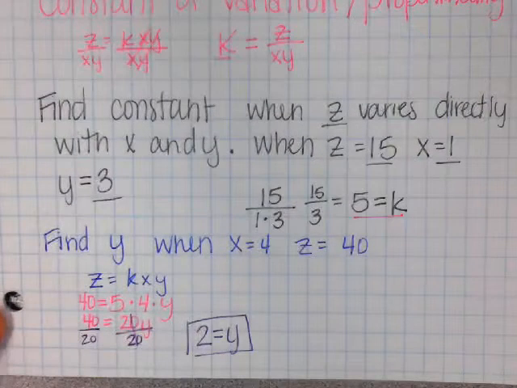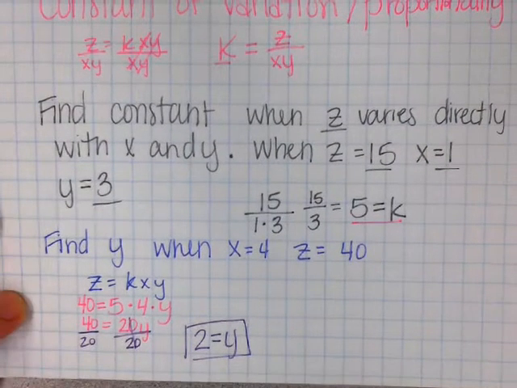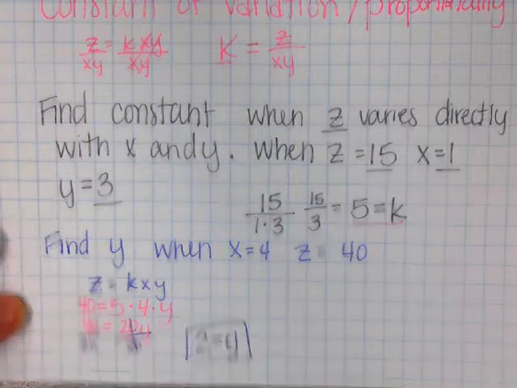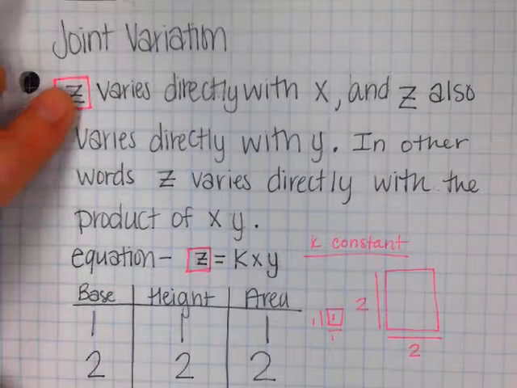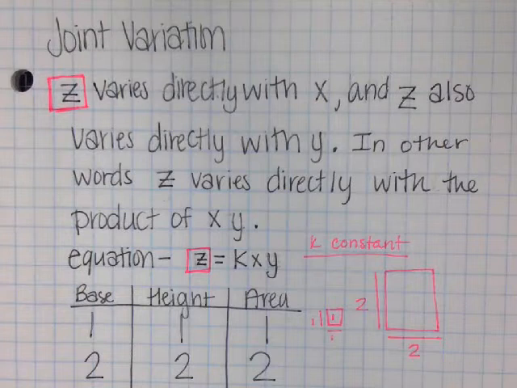So joint variation is a lot like direct variation or inverse, just depending on which letter you're talking about. But joint variation means there are three variables varying directly with each other.